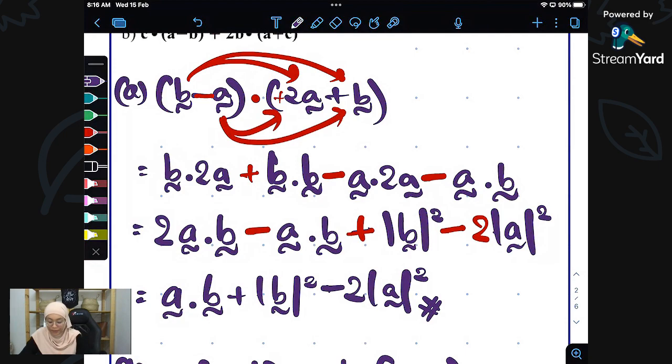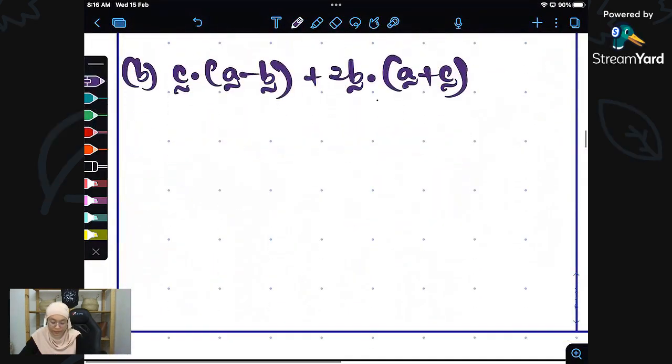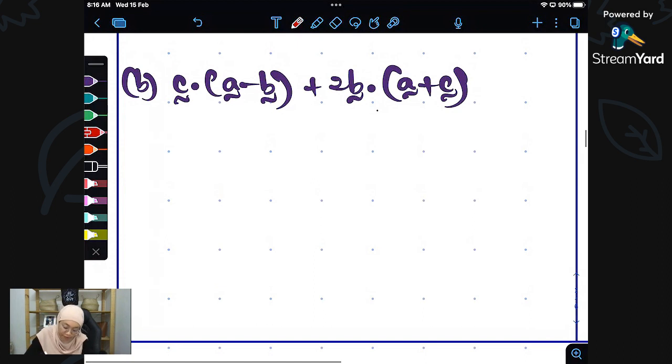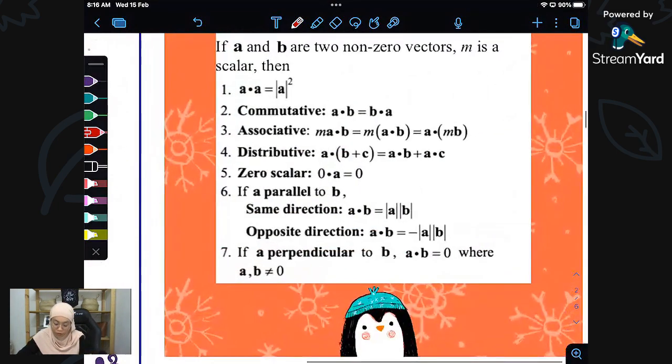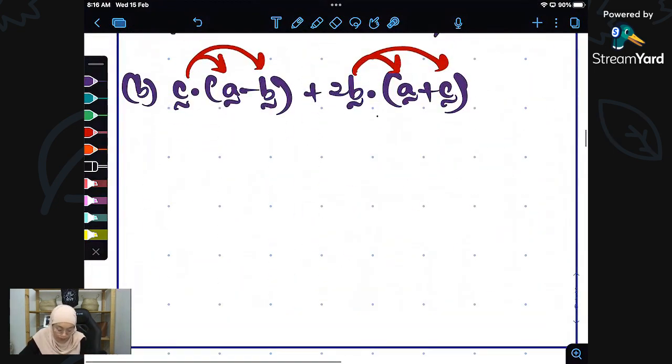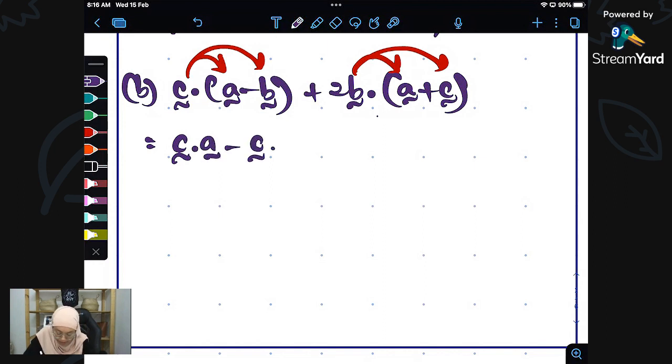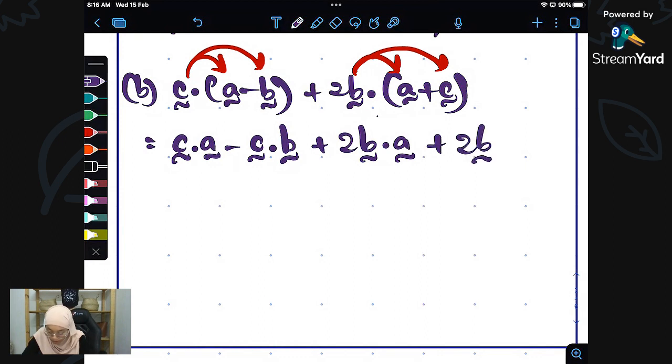Done. Question A. So question B, let's have a look at here. So question B dekat sini, this is distributive. C boleh darab masuk dengan A. C boleh darab masuk dengan B. Sama juga yang di belakang ni, kita akan buat cara yang sama. This is called distributive properties. Okay, let's continue. Masukkan, susunkan mengikut turutan. So C dot A minus C dot B plus with 2B dot A plus with 2B dot C. So that is the first step.